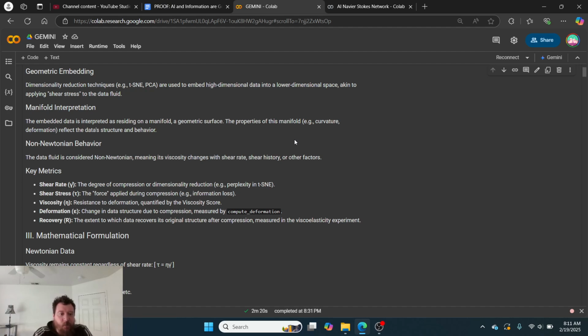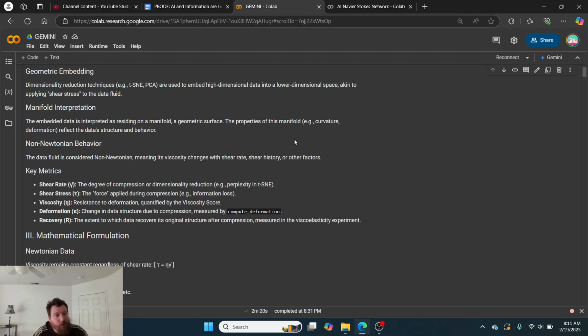Key metrics: shear rate, the degree of compression or dimensionality reduction, for example, perplexity in the t-SNE equation, or the T sign. Shear stress, the force applied during compression, for example, information loss. Viscosity, resistance to deformation, quantified by the viscosity score. Deformation, change in data structure due to compression, measured by compute deformation. And recovery, the extent to which data recovers its original structure after compression, measured in the viscoelasticity experiment.